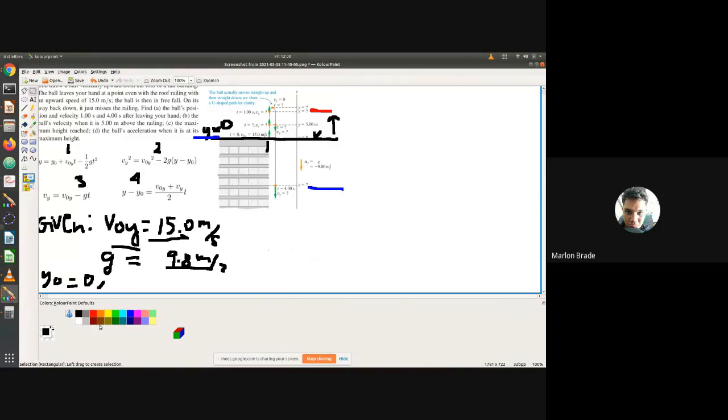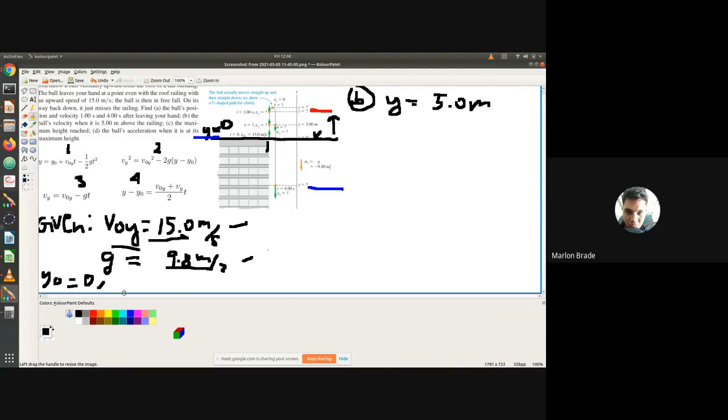So, what is your given? We are given letter B now. You are given y, what is your y? The position is given, the position is 5.0 meter. You also know v naught y, 15 meters per second. You also know g. So you know y, v naught y, g, and y naught.